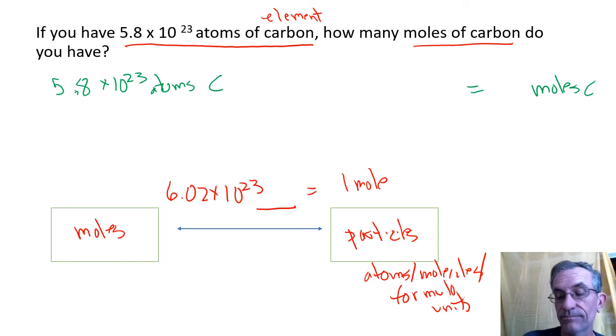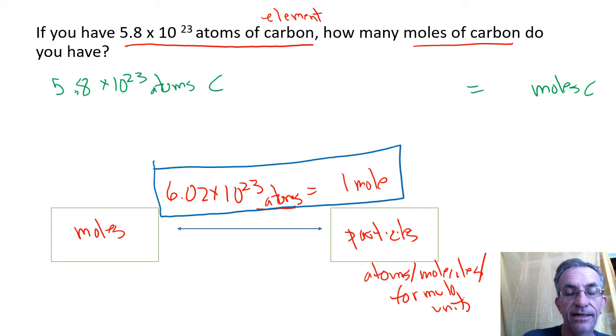Should be atoms. 6.02 times 10 to the 23 atoms. The question has to do with an element. We're going to say atoms. All right, so from there, oh, we got a conversion factor. We should be able to use it. Now we're just converting. All right, let's go and see if we can figure out what to do.